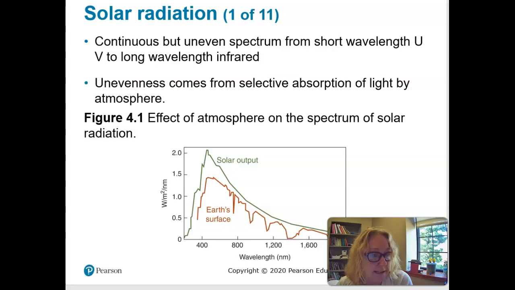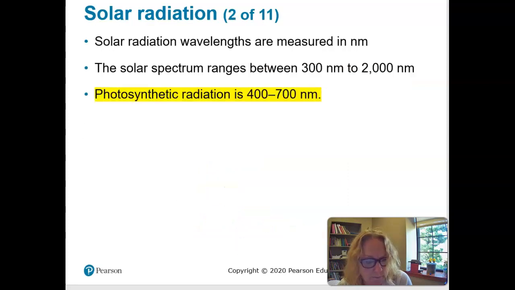Solar radiation, again, is a continuous but uneven spectrum from a short wavelength to a long wavelength. Unevenness comes from the absorption of light by the atmosphere, and this is going to be as you get further away from the equator. Solar radiation is measured in nanometers. The solar spectrum ranges between 300 nanometers to 2,000 nanometers, but the photosynthetic radiation is really only between 400 and 700. So that's all we care about.